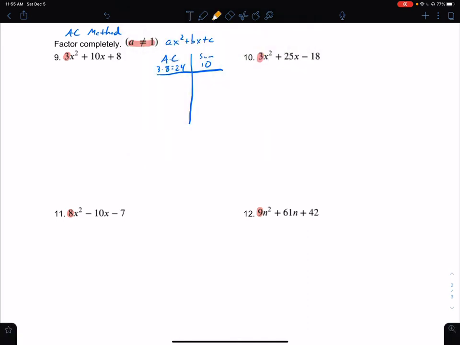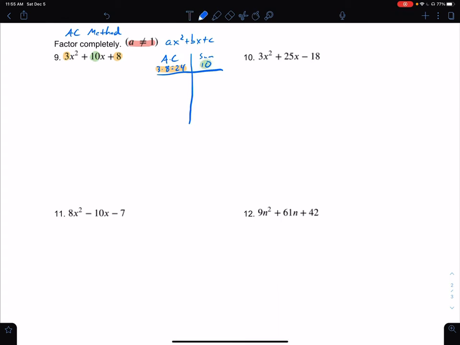So let's do a little bit of highlighting here. We're going to get rid of these for now. We're going to take our A times C. That's going to give us that 24. And then we're going to take the B term, which in this case is 10. So 3 times 8 is 24.